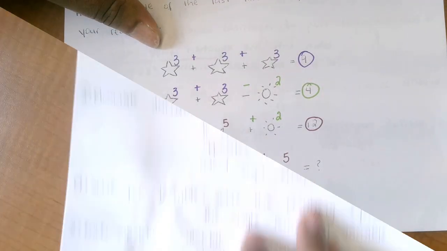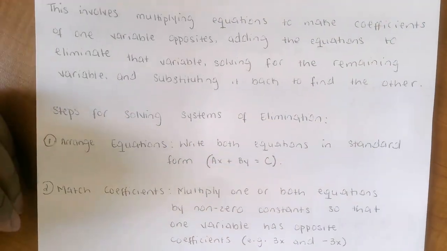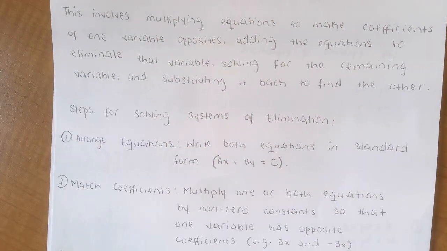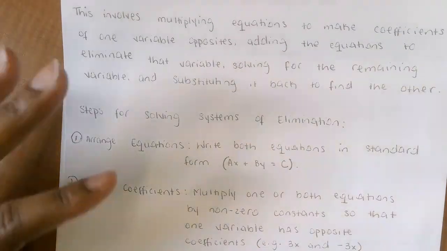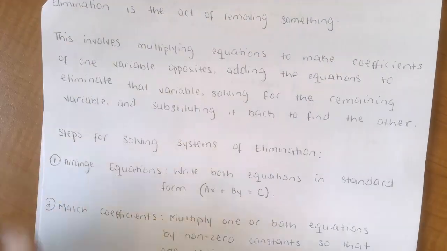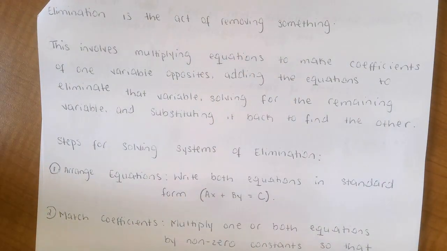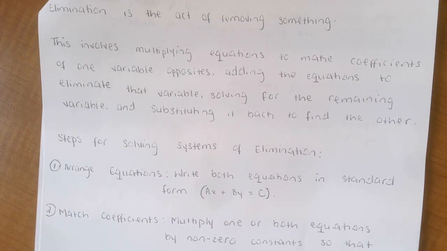Okay. So we're at solving systems by elimination. Of course, we're not going to go over the whole steps for solving systems by elimination. Or maybe I should do that today. Okay, so it's going to be a bit of reading, and then we're going to do some. We know elimination is the act of removing something. This involves multiplying equations to make coefficients of one variable opposites, adding the equations to eliminate that variable, solving for the remaining variable, and substituting it back to find the other variable.